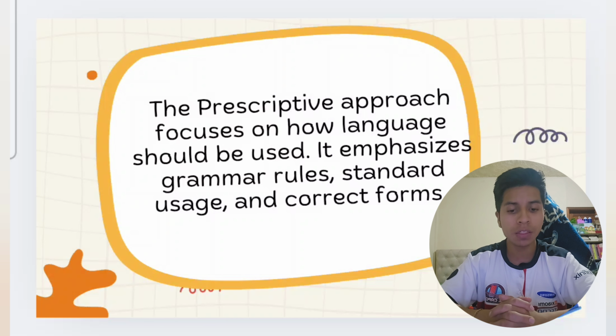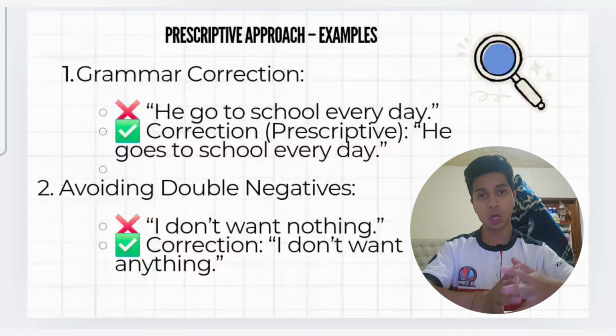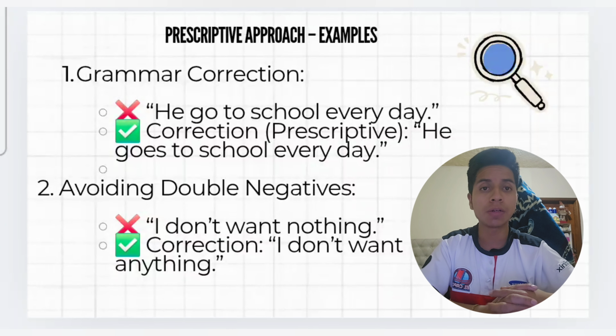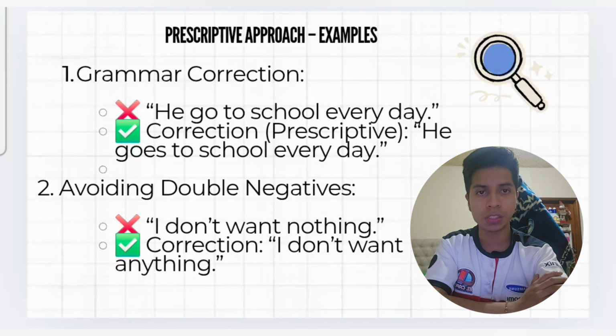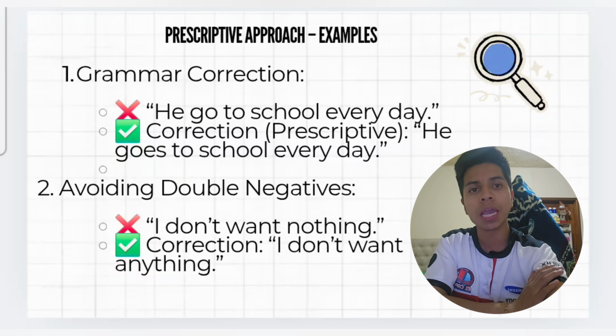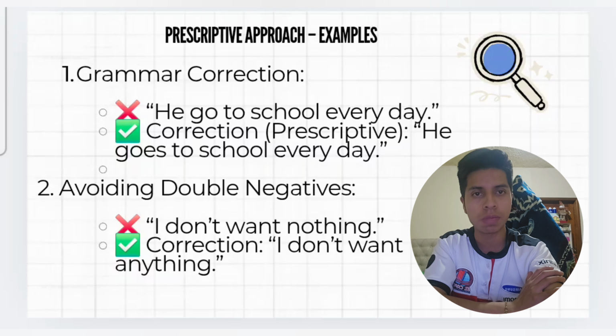Okay, now let me provide some examples in order to improve my explanation. My examples are about grammar correction and avoiding double negatives. About the grammar correction, there is a grammatical error here: "He go to school every day." The correct form is "He goes to school every day."